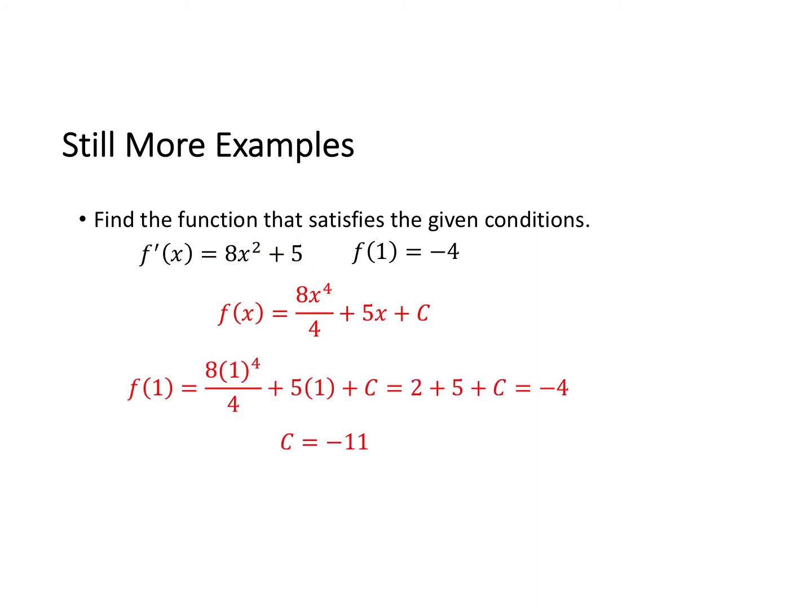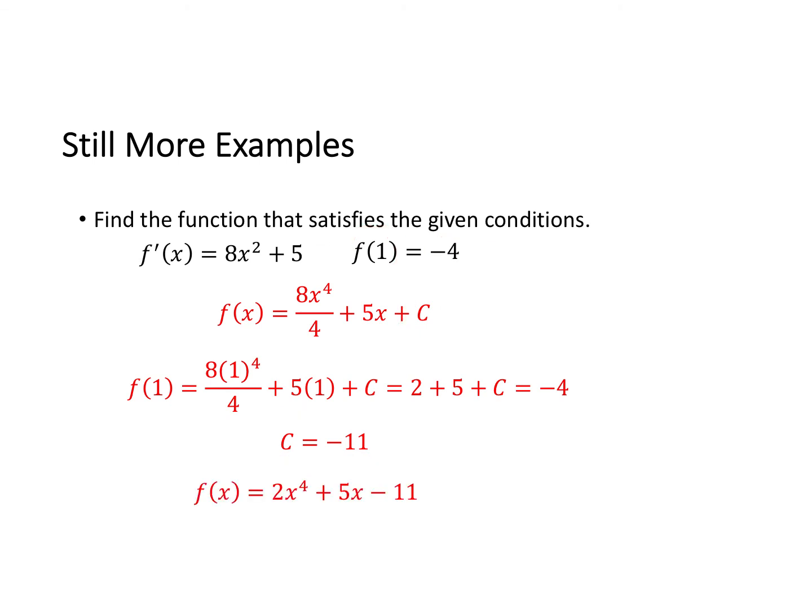Okay, so now I've got to find out what c is equal to. I have the function f of x, but I don't know what c is equal to. Well, if you look in the given information, we were told that when x is equal to 1, the function is equal to minus 4. So if I plug in 1 for x in f of x, I'll have 8 times 1 to the 4th over 4 plus 5 times 1 plus c. We know that's equal to minus 4. So if I solve for c, I come out with c is equal to minus 11.